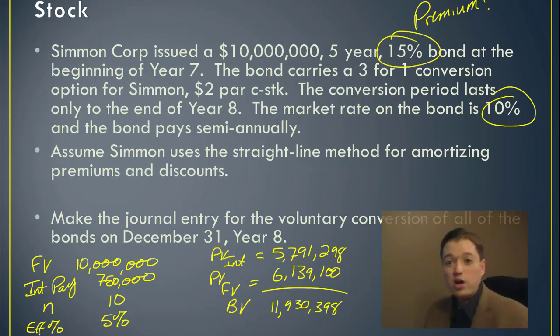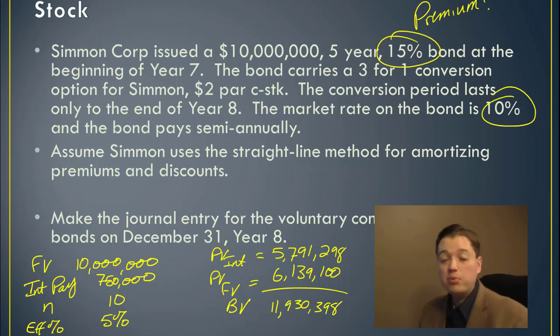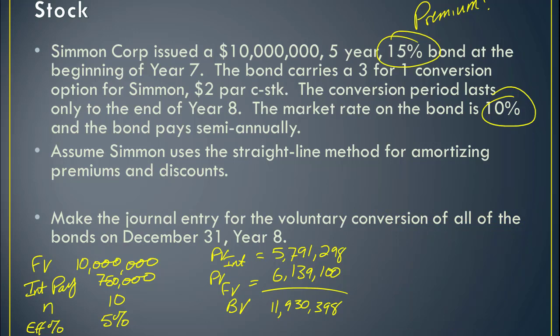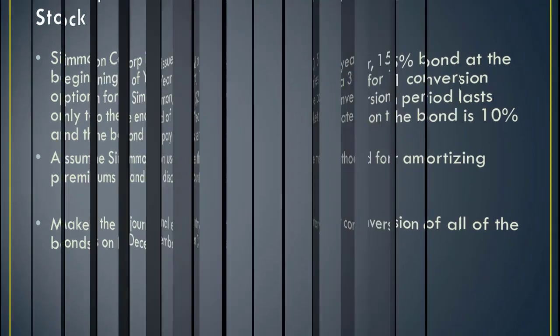So again, if we're going to do this conversion, we're going to have to get rid of everything on our books associated with this bond, which means we have to get rid of both the bond payable and the premium. And in order to do that, I have to know what the premium looks like. So let's go ahead and do the journal entry for the issuance of this bond. More journal entries. Isn't this great?